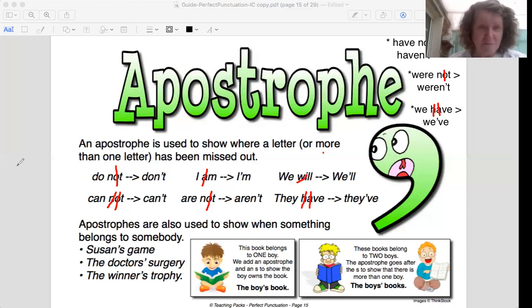So that's the end of part one. And then we're going to be looking at a different way of using apostrophes to show when things belong to somebody. So that's in the next part.